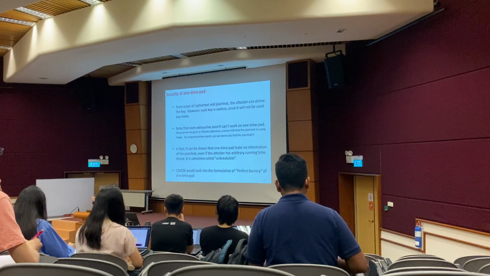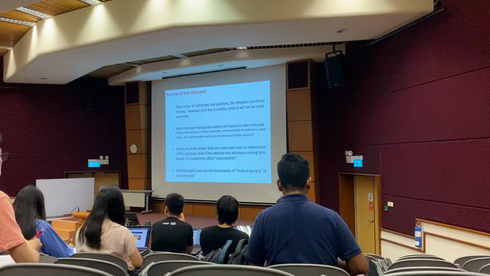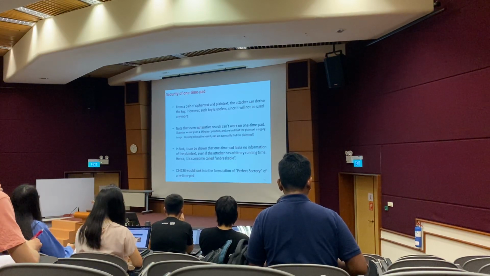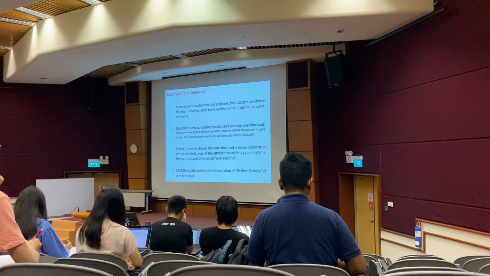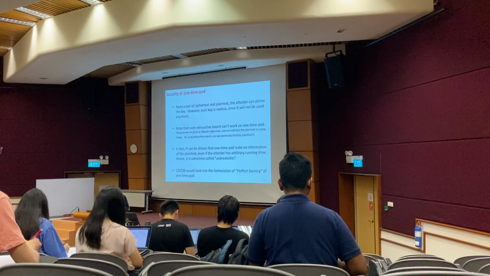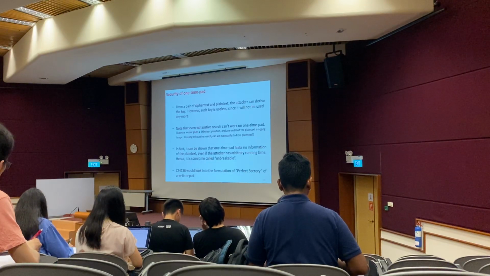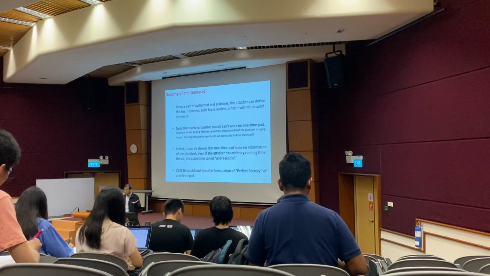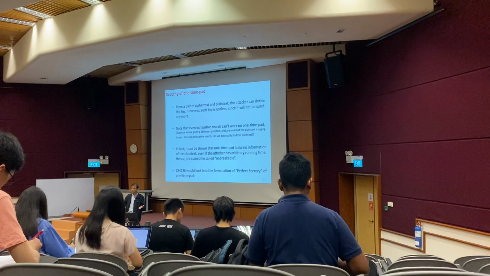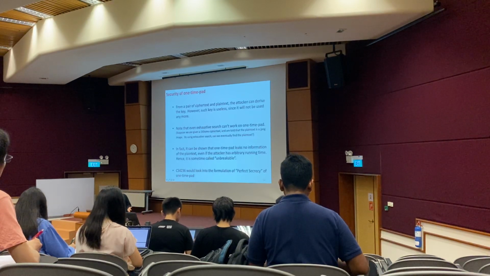So in the one-time pad, if given the plaintext and the ciphertext, can you derive the key? Yes, very easily. You just take the plaintext, XOR the ciphertext, you get the key. But there's no use, because this key is only used once. No one is going to use it again. And exhaustive search also doesn't work on one-time pad.